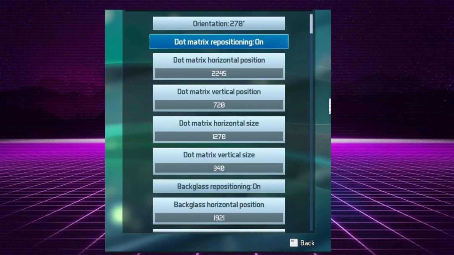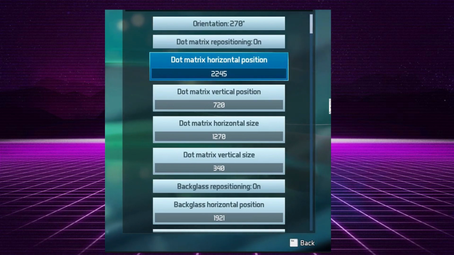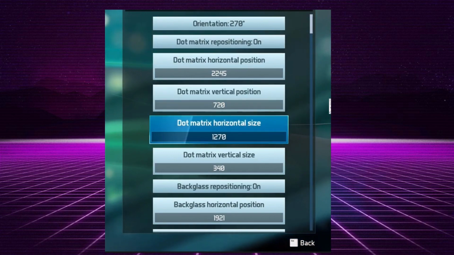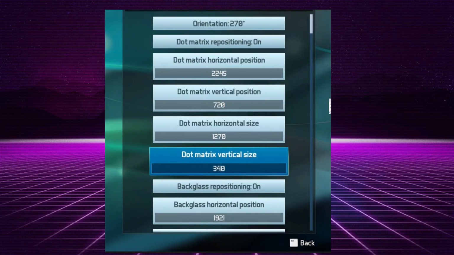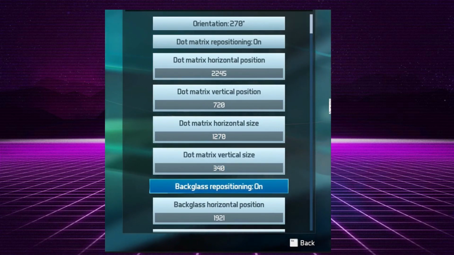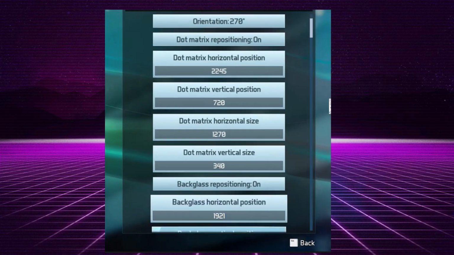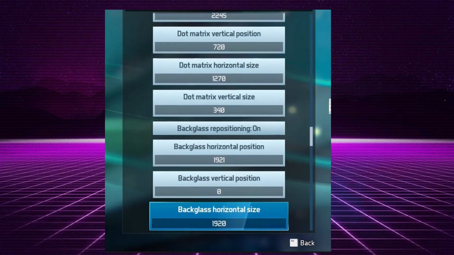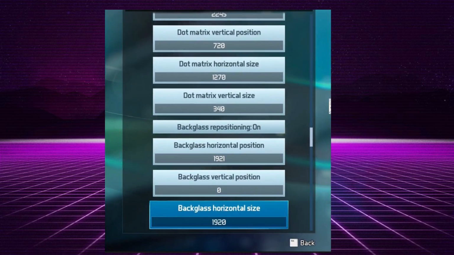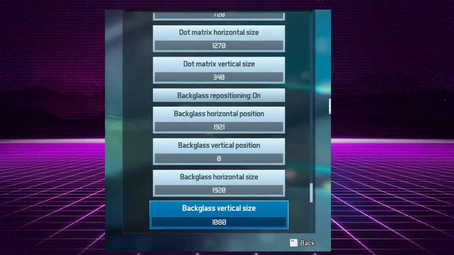Set the orientation to 270 degrees, the dot matrix repositioning to on, dot matrix horizontal position at 2245, dot matrix vertical position 720, horizontal size 1270, dot matrix vertical size 340, backglass repositioning to on, backglass horizontal position at 1921, backglass vertical position set to 0, and the backglass horizontal size to 1920, and the backglass vertical size at 1080.